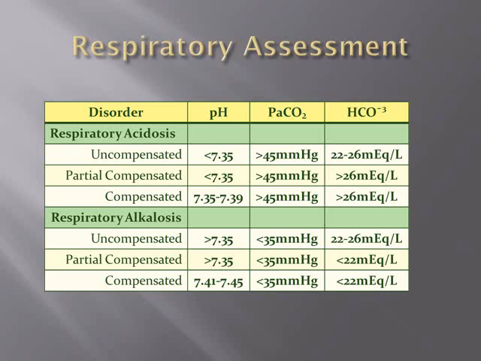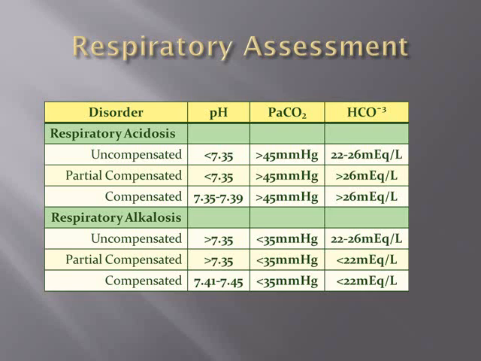So you have a respiratory acidosis. Your pH is less than 7.35. Your PaCO2 is greater than 45. But your bicarb's still in the normal range. That's an uncompensated respiratory acidosis. Your pH is still off, the PaCO2 is up, hence respiratory acidosis, and your bicarb's increased, but the pH is not at 7.35. That's a partial compensation.